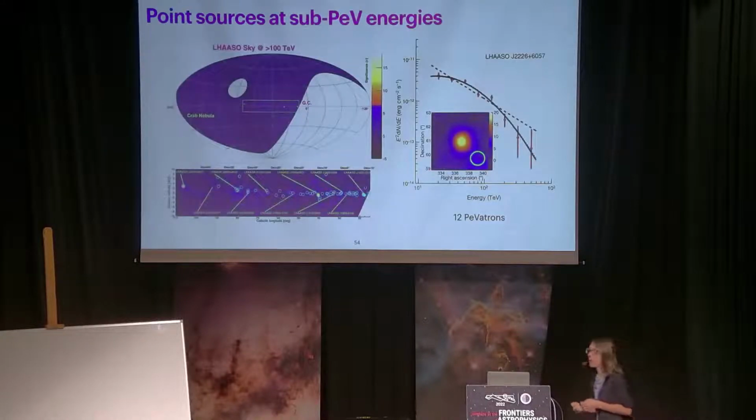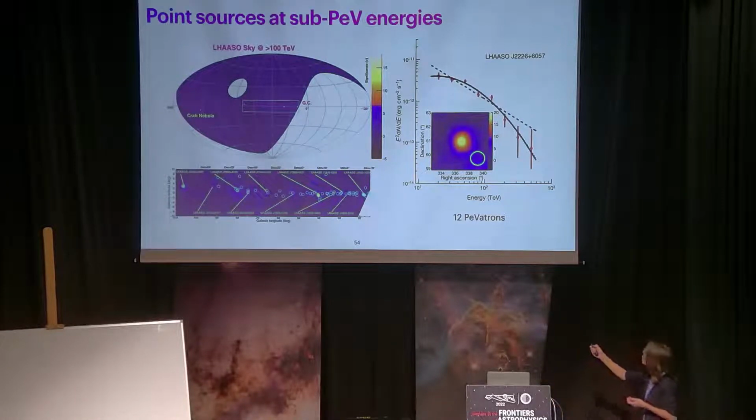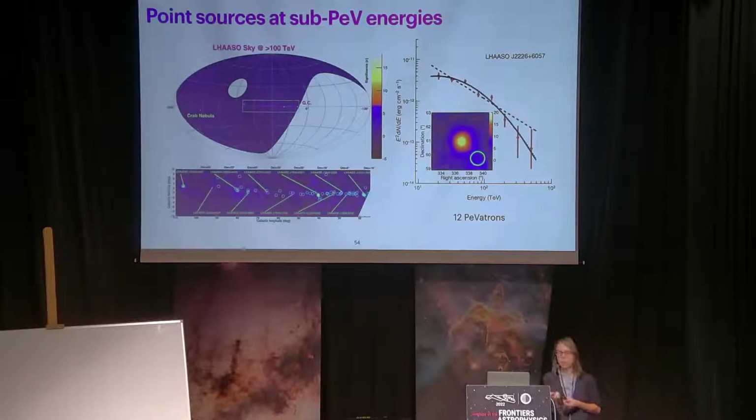And finally, with LHAASO at sub-PeV energies, we had the first detection of actual cosmic ray accelerators up to the PeV scale. I mentioned them before. We have evidence for 12 accelerators, mostly associated with pulsars, and this was really a breakthrough measurement for high energy gamma rays.